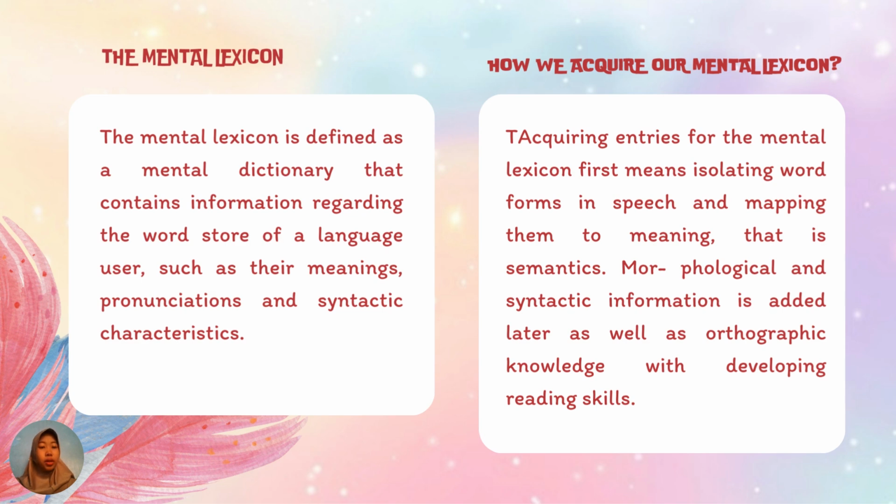The mental lexicon. The mental lexicon is defined as a mental dictionary that contains information regarding the word store of a language user, such as their meaning, pronunciation, and syntactic characteristics. How do we acquire our mental lexicon? Creating entries for the mental lexicon first means isolating words from in-speech and mapping them to meaning. Semantic, morphological, and syntactic information is added later, as well as orthographic knowledge with developing reading skills.